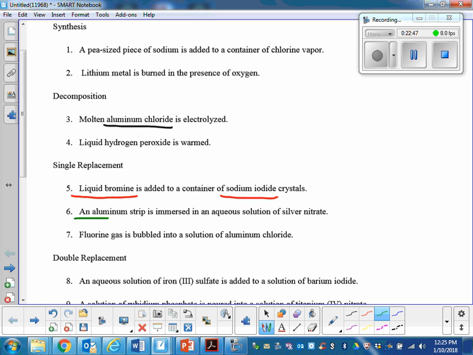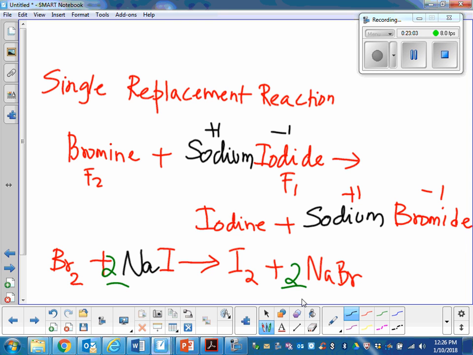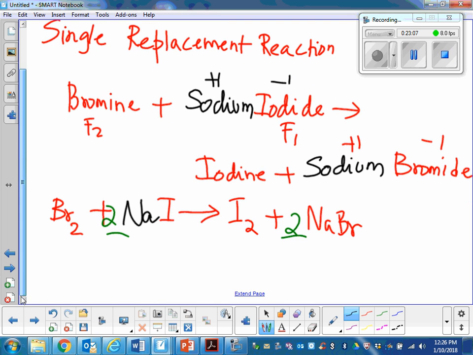An aluminum strip is immersed in an aqueous solution of silver nitrate. I know I haven't done the phase symbols, but we can do that a little later. This is more intense in understanding what the products are. So aluminum, Demas, is it a metal or a non-metal? Aluminum is a metal. So I'm going to use black for aluminum. Every single replacement reaction, I should be aware of my black and my reds.